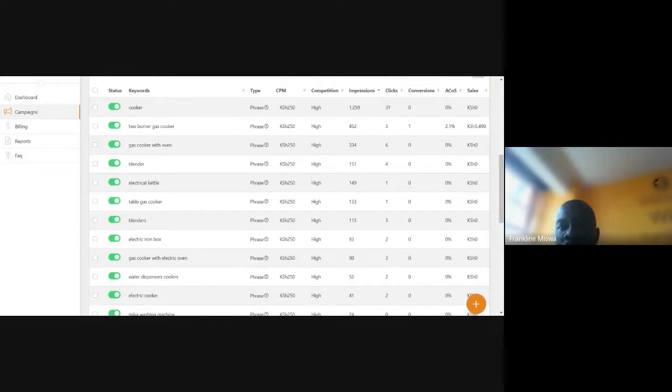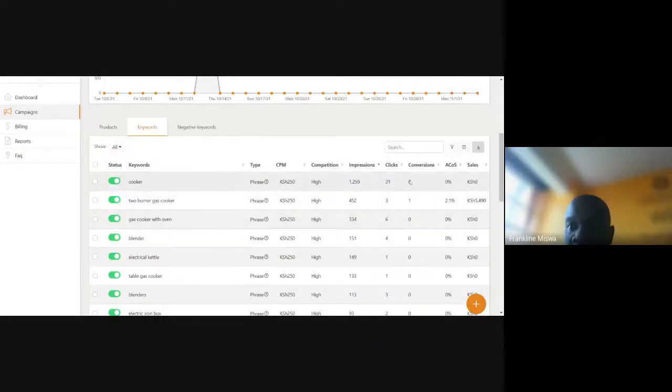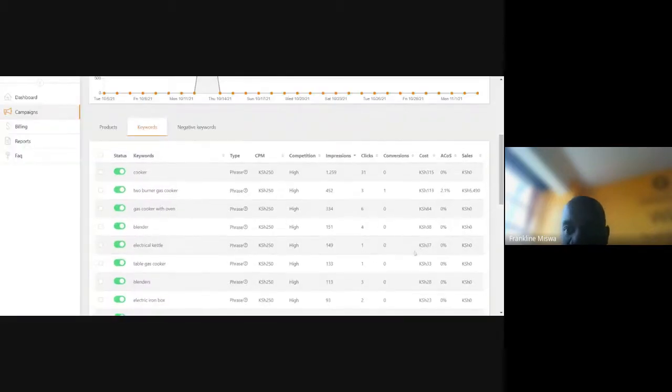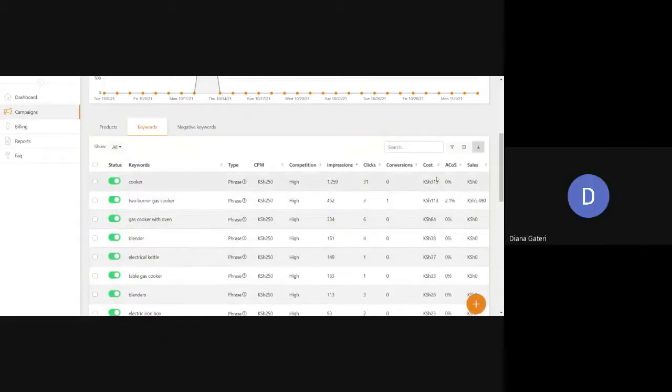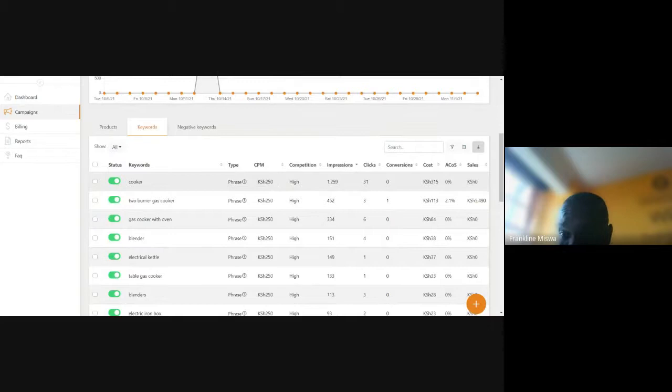So there's actual money on the line because you've done 1,000 impressions, meaning you spent 250 on that particular keyword. Let me drag it across so that you see what I'm talking about. For every keyword that you use, there's an actual spend or a cost attached to it. So I've just added the cost. If you're looking at my screen, for these 1,200 impressions, you incurred a cost as a seller, because you're the investor investing in your products, of 315 shillings.